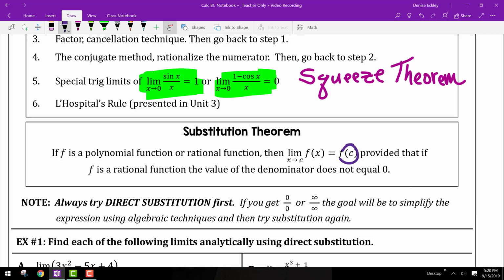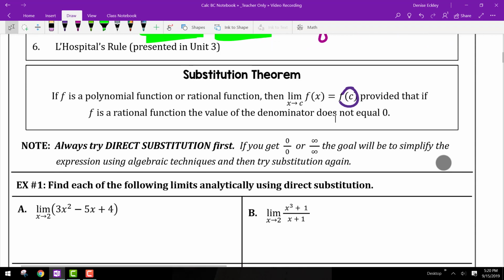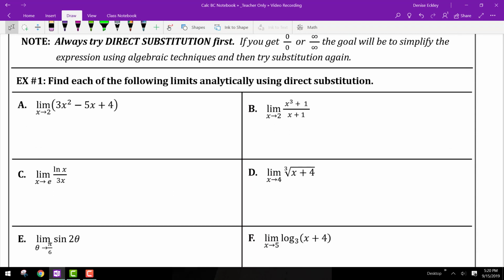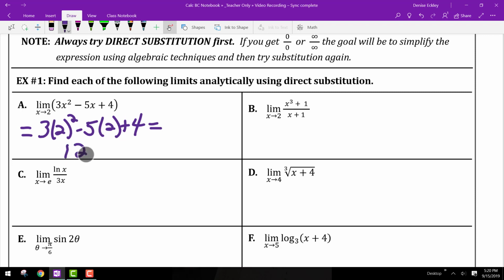So let's do example 1, which says find each of the following limits analytically using direct substitution. So these are pretty straightforward. So we're going to take the limit of the polynomial 3x squared minus 5x plus 4 by direct substitution. So we can substitute 2 in for x and then find the value of the limit that way. So doing that, I'm going to get 12 minus 10 plus 4. So my limit is 6.